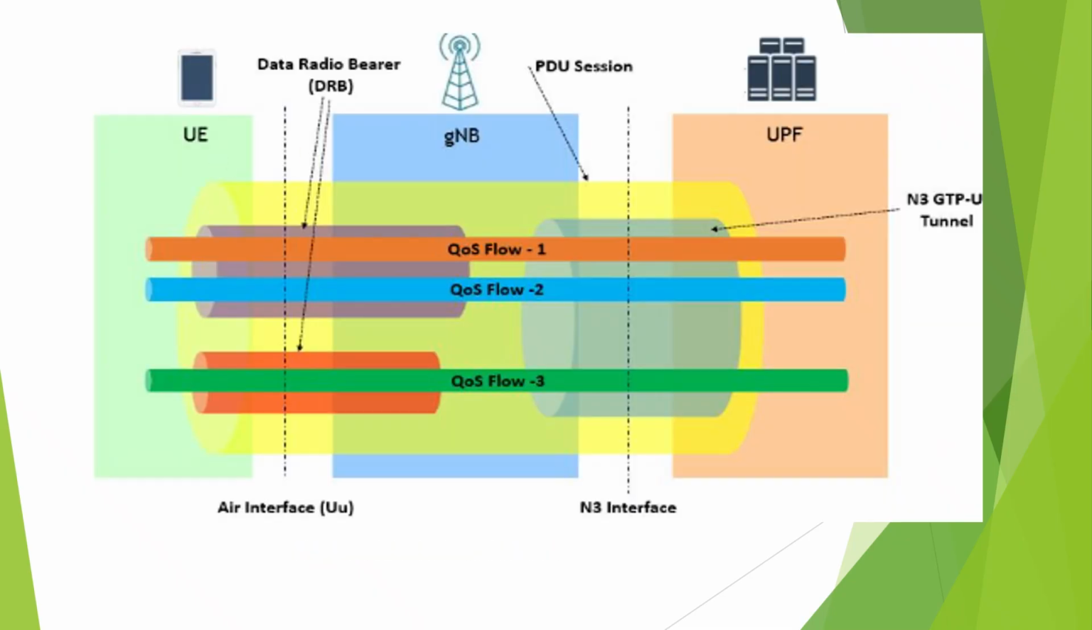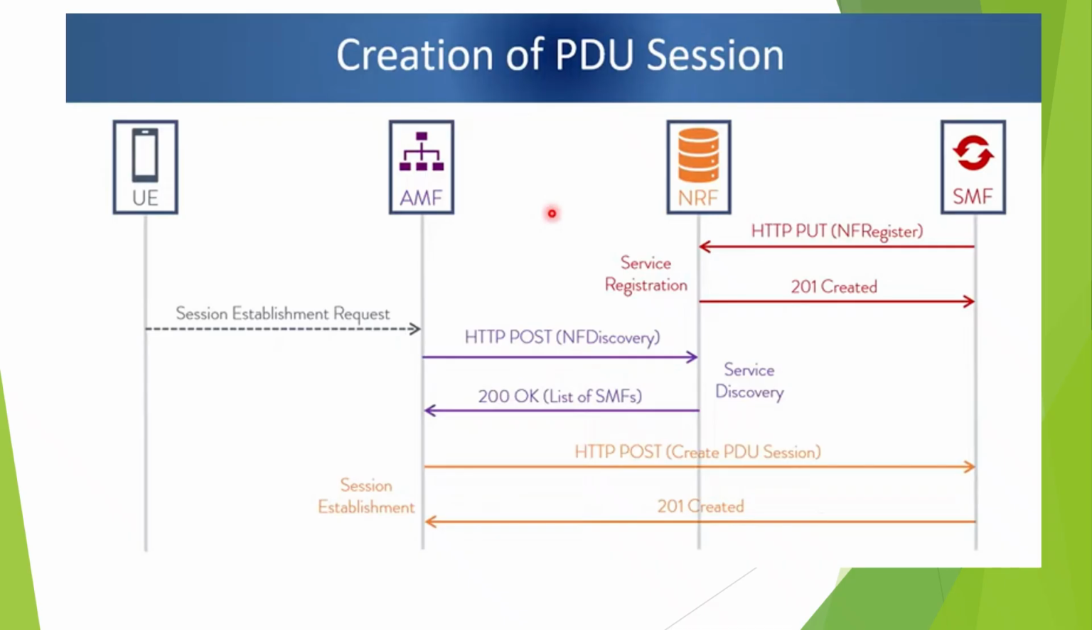Here we can see the colorful version of the same QoS architecture: the user equipment, gNodeB and UPF. The radio bearer, the data radio bearer, is present between the user equipment and the gNodeB. The role of the data radio bearer.